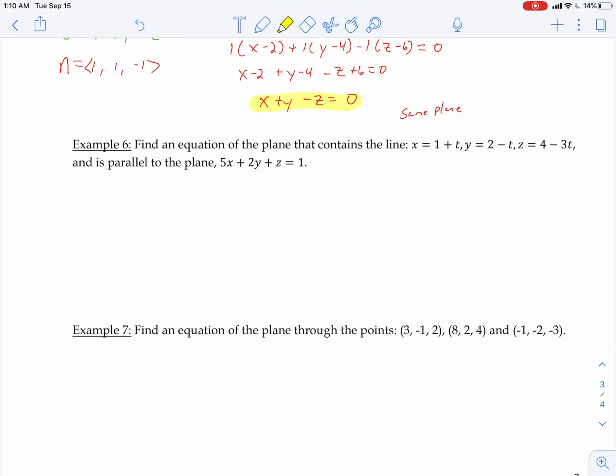All right. So example 6. Find an equation of the plane that contains the line x equals 1 plus t, y equals 2 minus t, and z equals 4 minus 3t, and is parallel to the plane 5x plus 2y plus z equals 1. So now what I want to do is use this line, since our plane has to contain this.